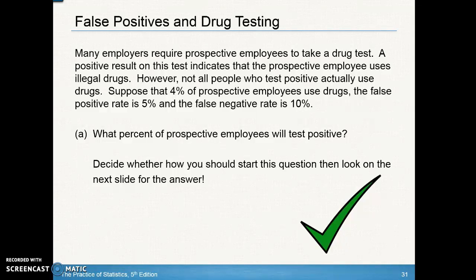Okay, so false positive means it's a positive, but they didn't take drugs. False negative is saying that they didn't take drugs when in fact they did. So we want to know what percent of prospective employees will test positive. Now, you want to think about which way you want to start this question. Do you want to use a Venn diagram? Do you want to use a tree diagram? Do you want to use a table? Can you use the independent probability or the independent multiplication rule? So think about this for a second before you take a look at the next slide.